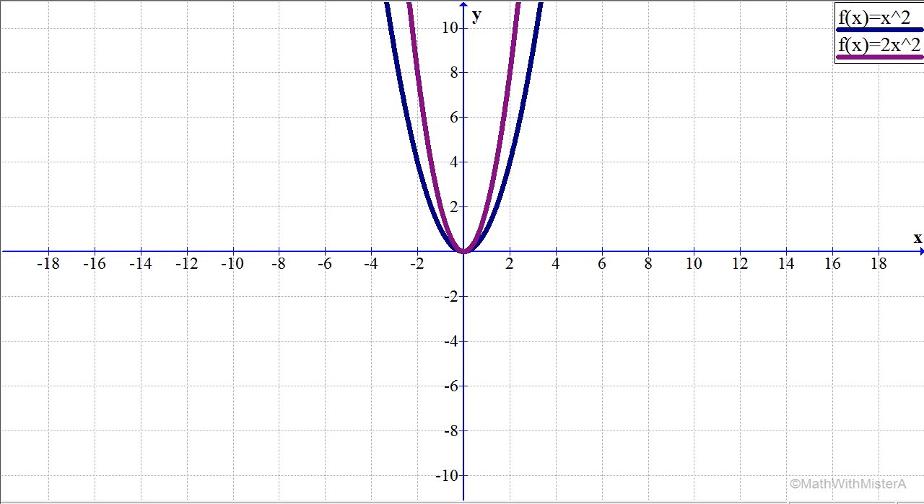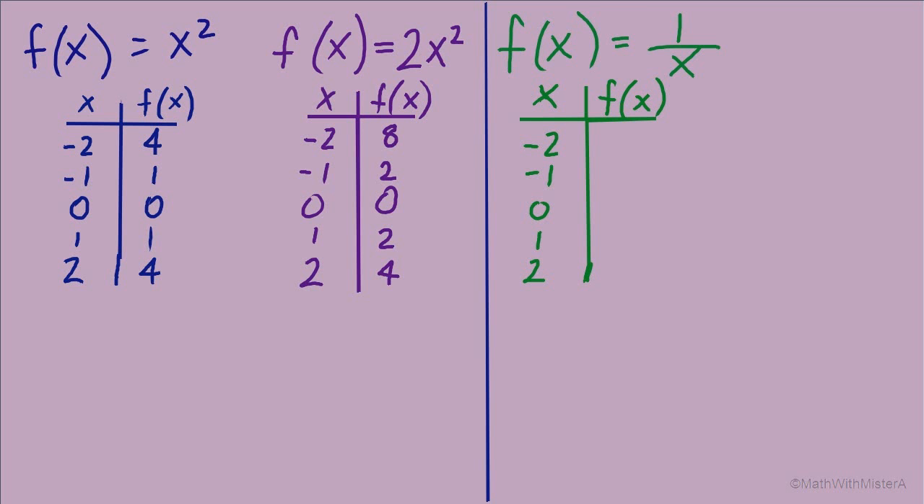The purple is our transformed graph where we're multiplying by 2. So to take a graph and multiply it by 2, it makes each function value be twice as big as what it was before. So the graph is really being stretched upward twice as long as what it was. Let's try to see the same effect with the reciprocal function.